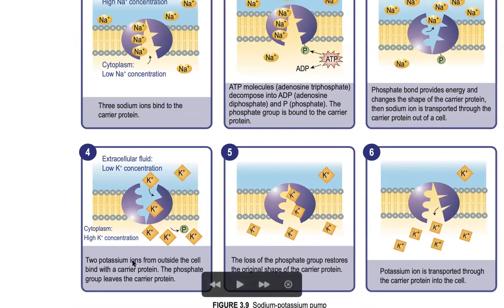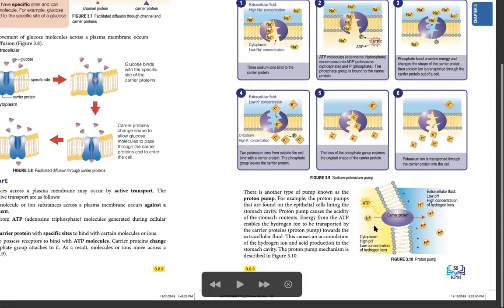Okay, tengok. Two potassium from outside bind to the carrier protein, specifically in that specific site. Okay, lepas tu phosphate group leave the carrier protein. Dia akan tinggalkan. So, the loss of phosphate group will restore the original shape of carrier protein. So, bila phosphate group ni detach from carrier protein, this gives signal to the carrier protein to return its original shape. So, bila dia return to original shape, this can allow the potassium ion to get inside the cell. Boleh faham?